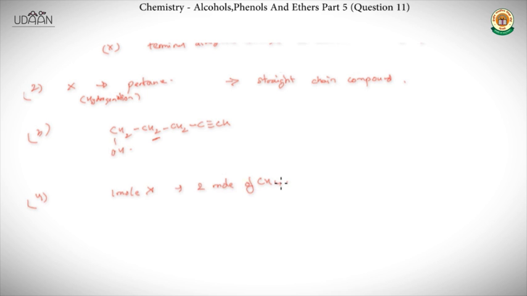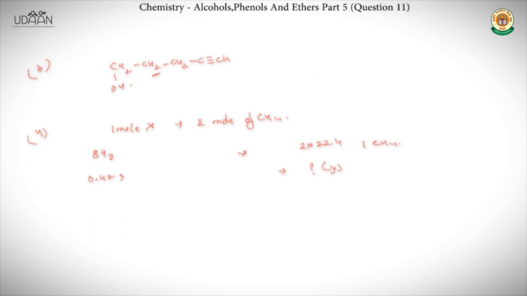Therefore, 84 gram of X gives 2 into 22.4 liter of CH4. Therefore, 0.42 gram will give what? Let question mark be Y. Therefore, Y by calculating comes out to be 224 ml of CH4.